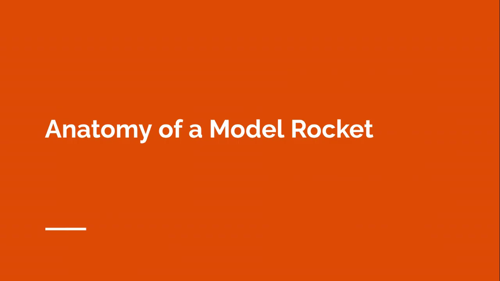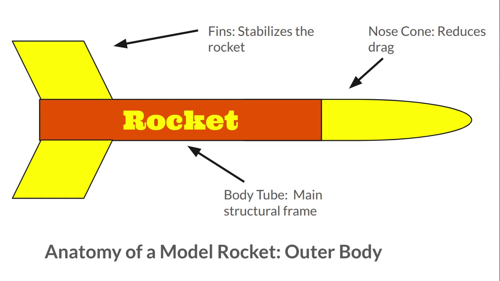Anatomy of a model rocket. Now, this is the first little diagram. They get more confusing. So first up, we have the nose cone. This reduces drag as far as the outer profile goes. It pierces the air. As they go through, they just direct the air, reduce the drag.